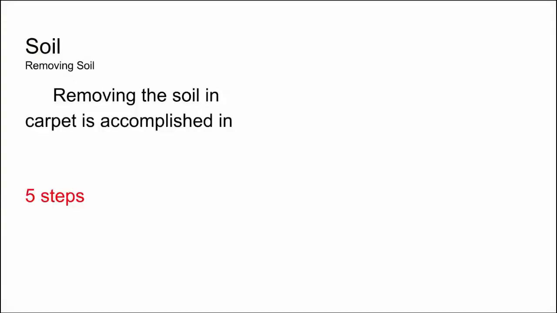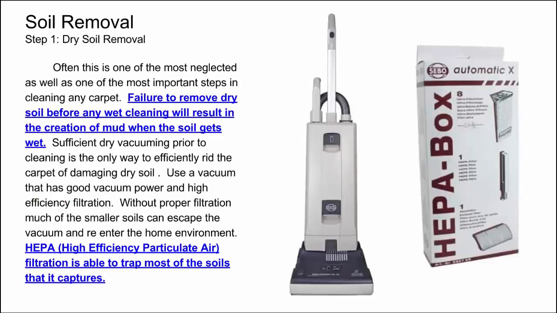Next, we're going to look at removing the soils. Removing soil isn't just one step. We're going to go through 5 steps. The first step in removing soil is going to be the dry soil removal. Dry soil removal is going to be accomplished by a thorough vacuuming. Remember, this soil has to be removed before the wet cleaning. If you don't, it's going to result in the creation of mud when those soils get wet. And how we remove this soil is by vacuuming.